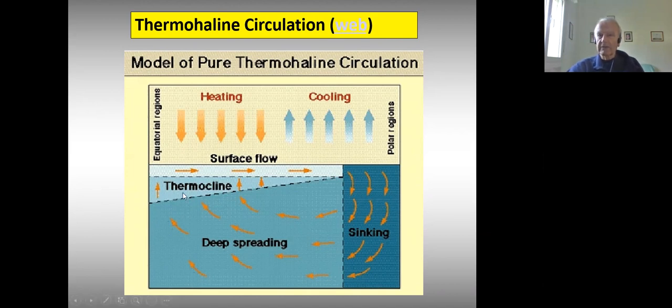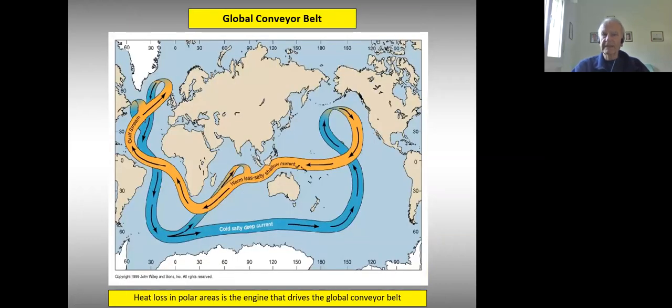Here, in the rest of the ocean, thermoclines exist all the time because it separates the surface warmer layer from the deeper layers. In the polar regions, there is no thermocline because there is a vertical sinking which destroys the thermocline. And finally, we get something which is called the global conveyor belt.